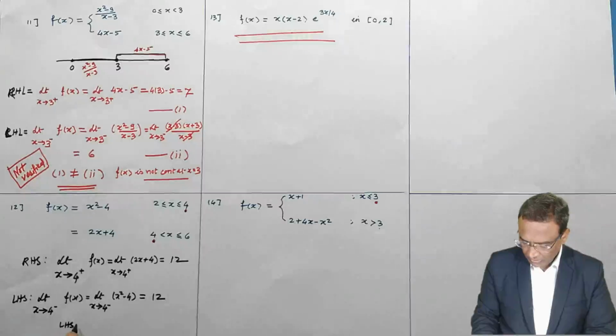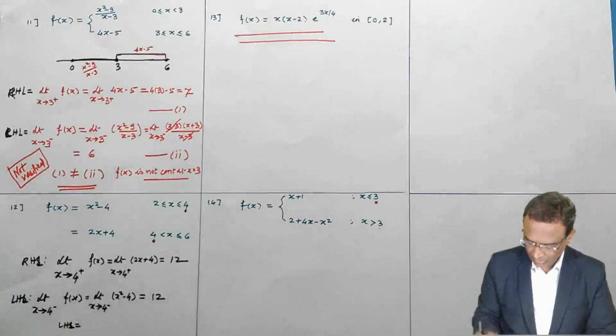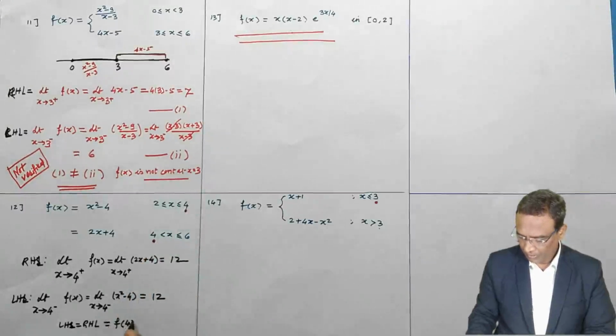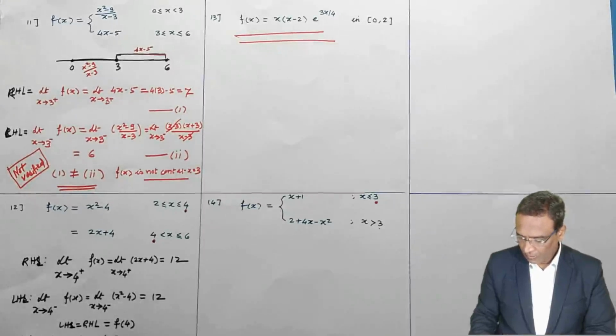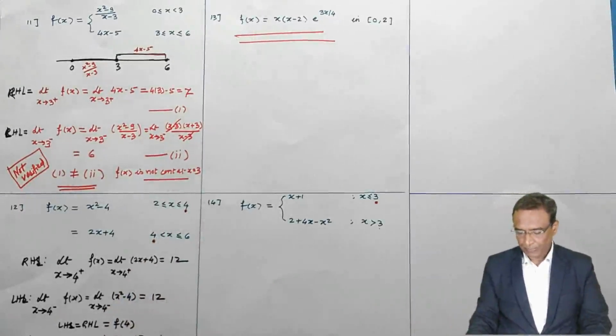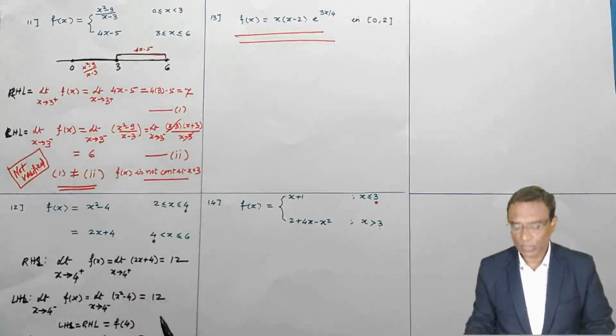Here the left hand limit is equal to the right hand limit, and f of 4. Therefore, the function is continuous in the closed interval 2 to 6. Continuous in the total closed interval 2 to 6. Here, as an MCQ, the continuity may be asked in a closed interval.